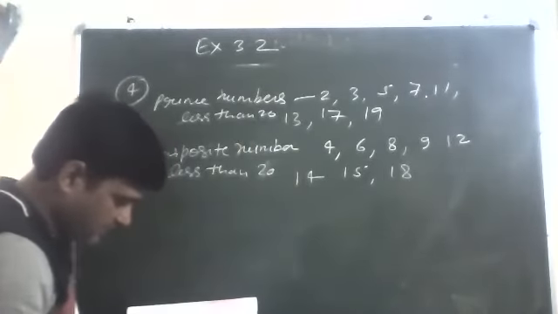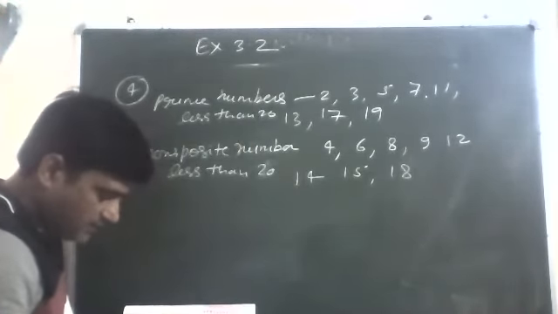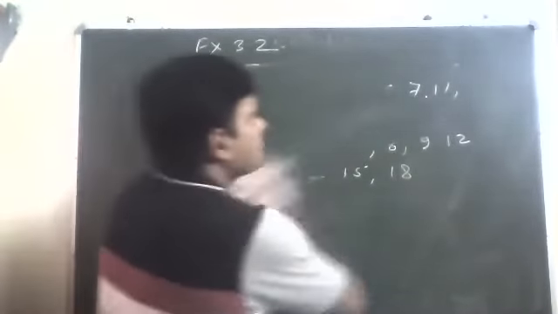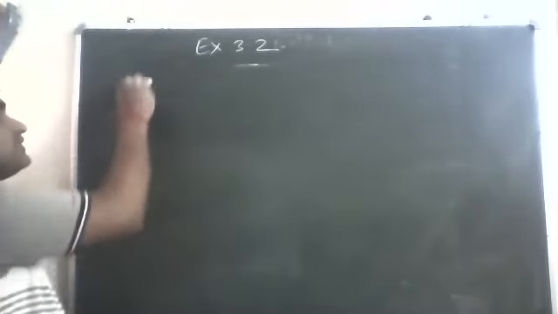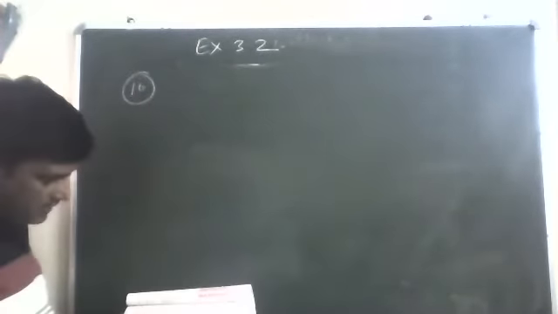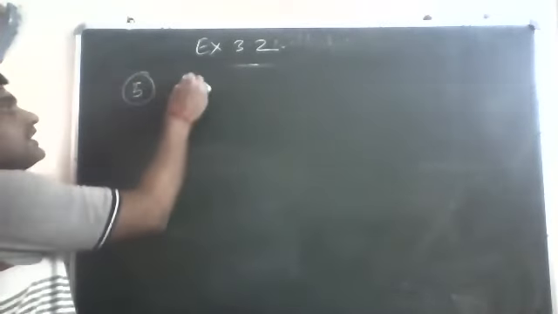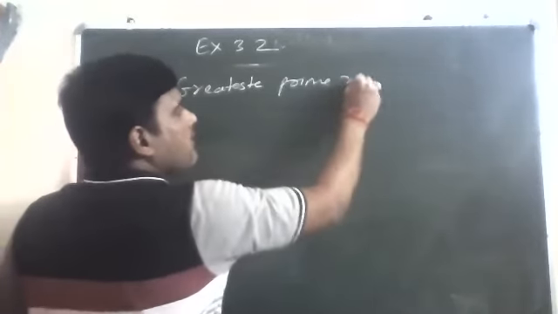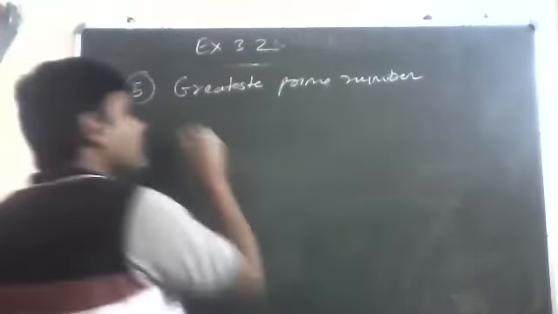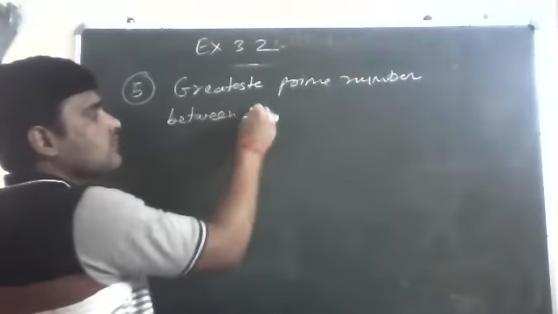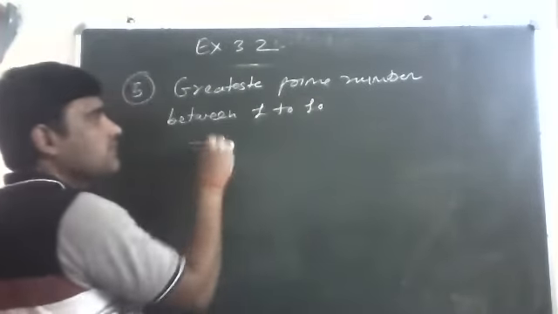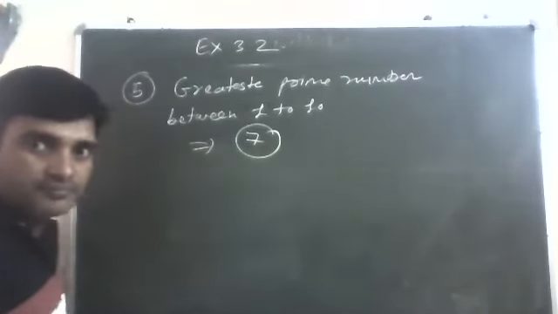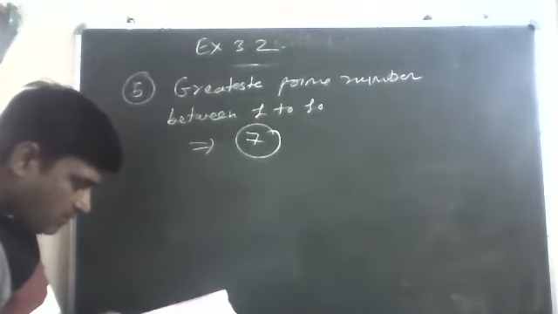Now we solve question number 5. What is the greatest prime number between 1 to 10? Question number 5. Greatest prime number between 1 to 10 is equal to 7. 7 is the right answer. Understand? Now we solve question number 6.